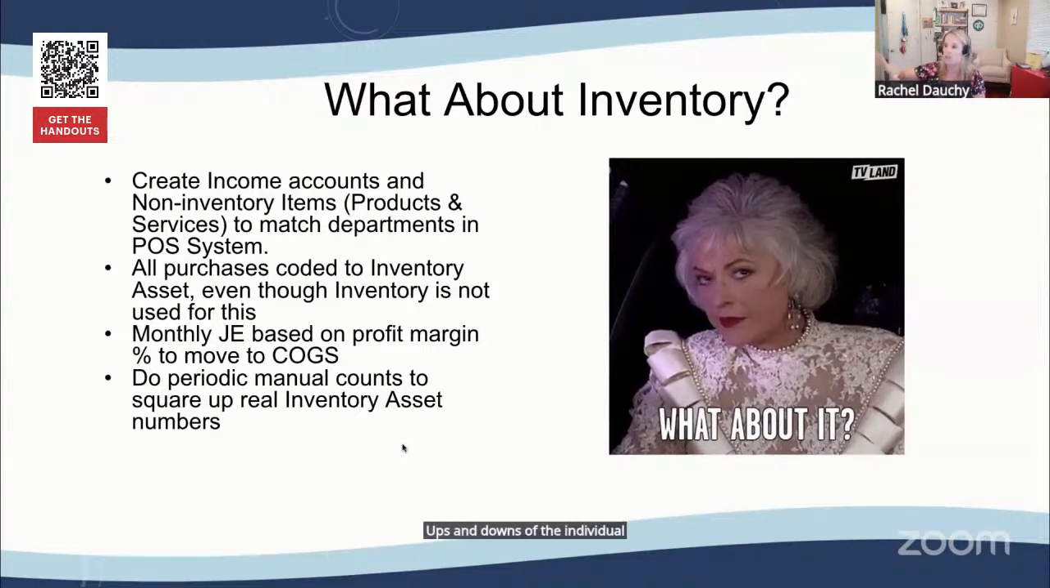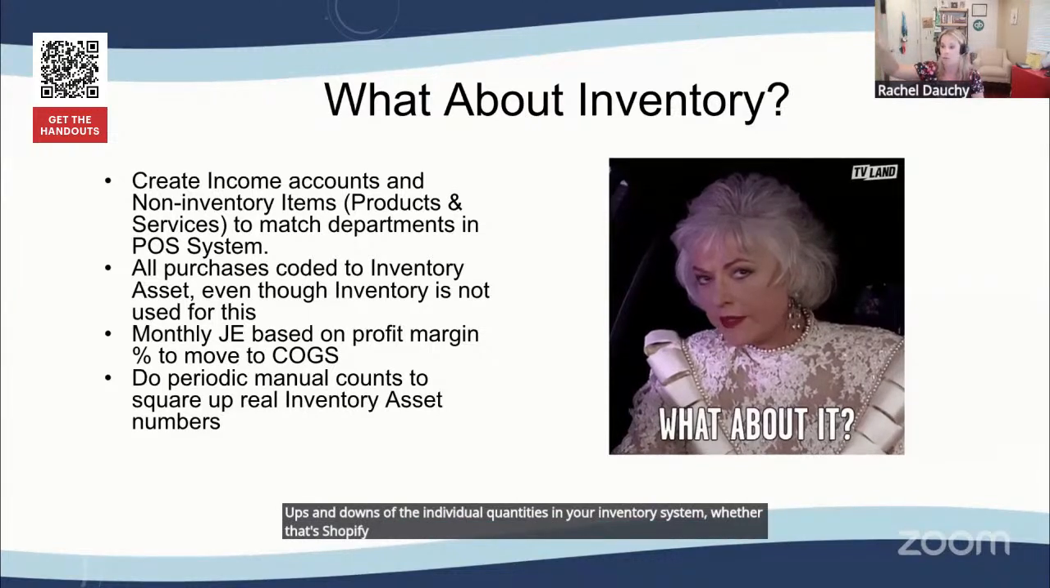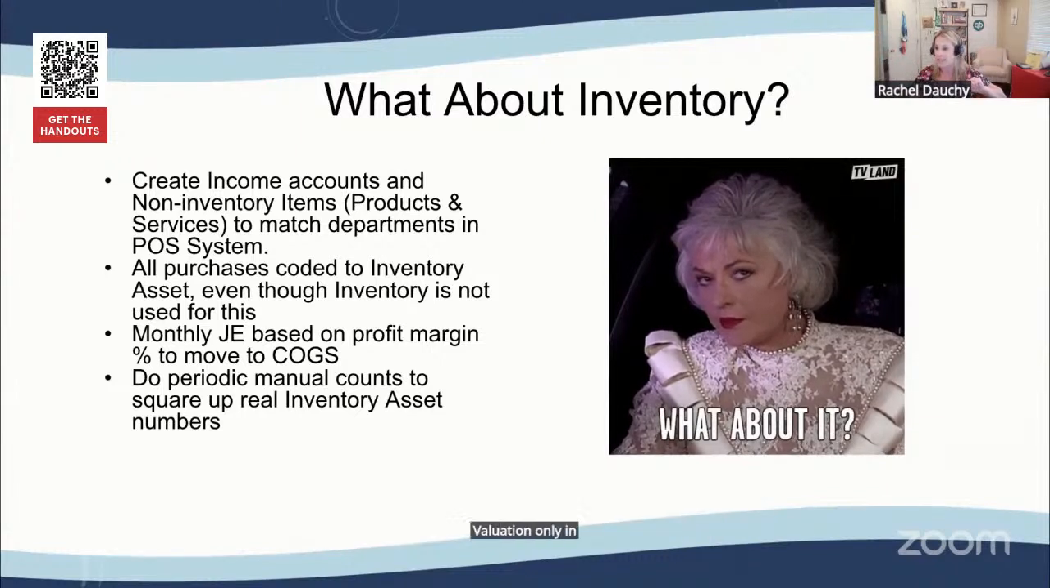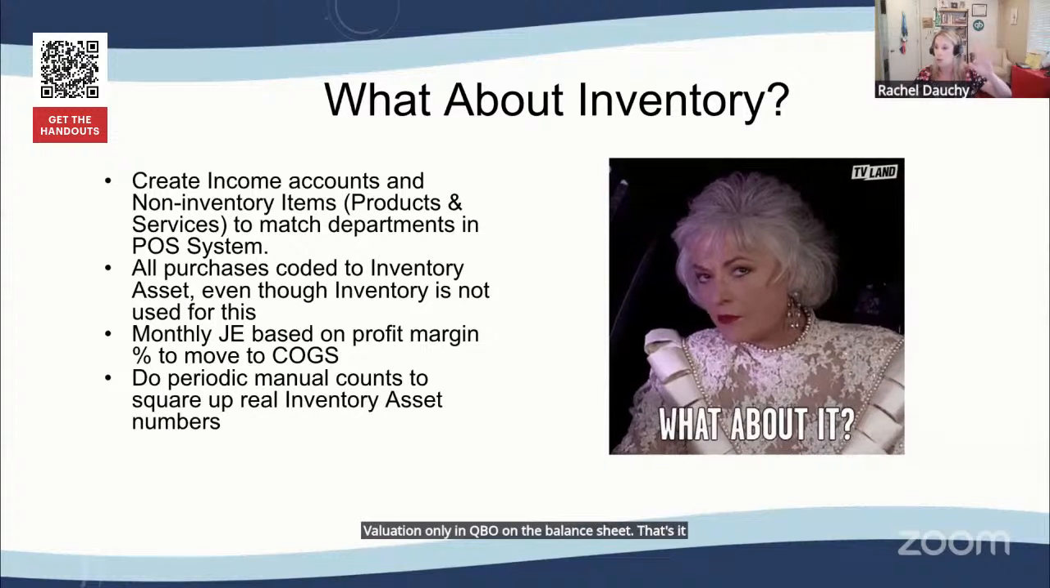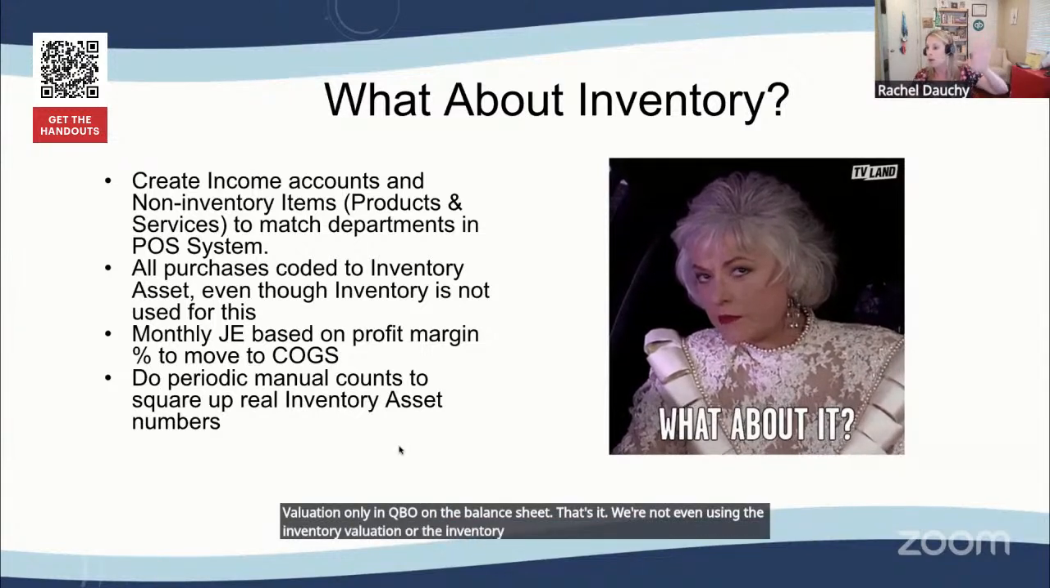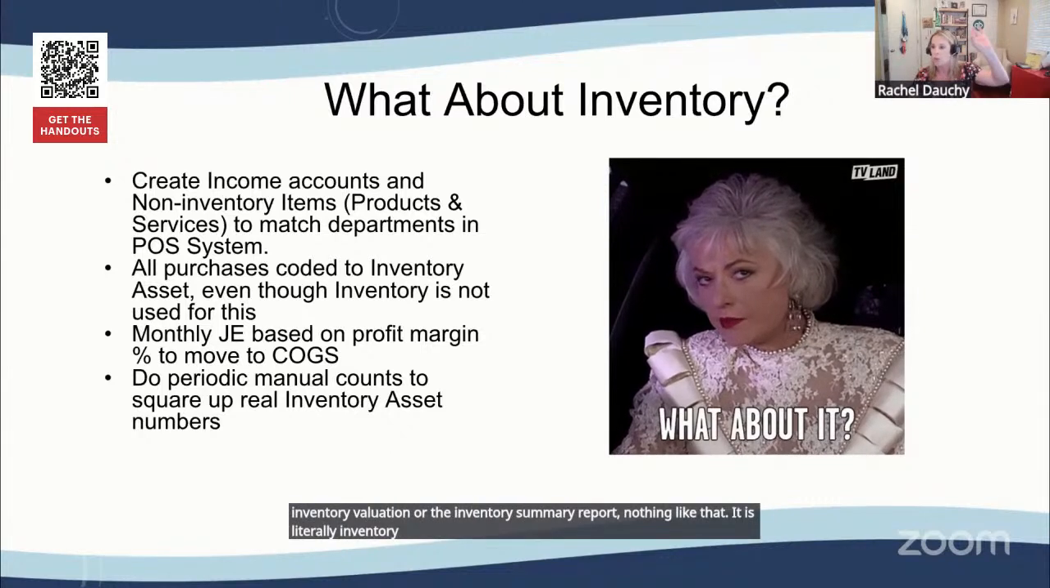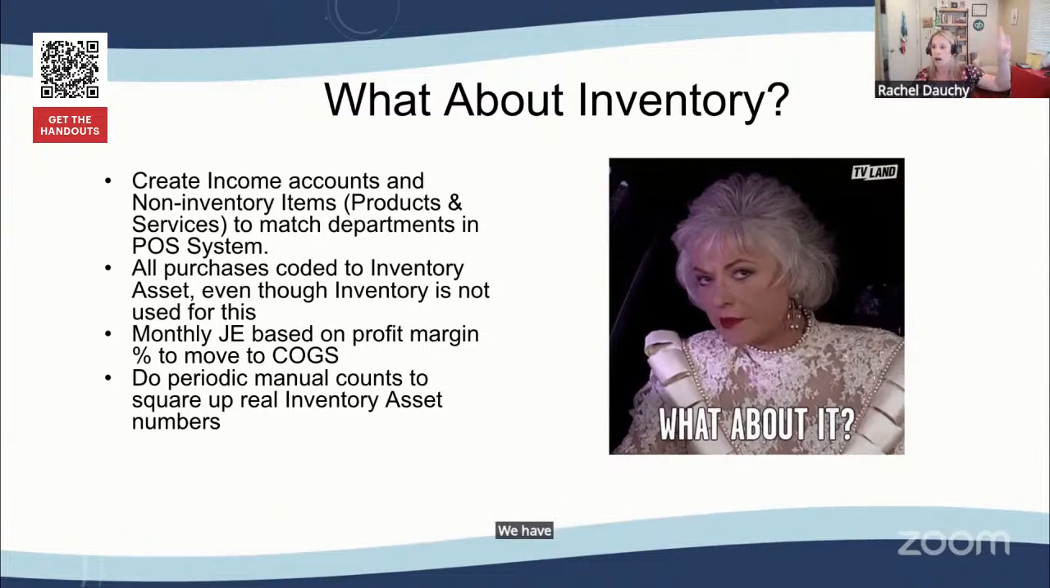Ups and downs of the individual quantities stay in your inventory system, whether that's Shopify, LightSpeed, or wherever. Valuation only goes in QBO on the balance sheet. That's it. We're not even using the inventory valuation or the inventory summary report, nothing like that. It is literally inventory turned off. We have a value of inventory on the balance sheet. That's it, period, end of story.